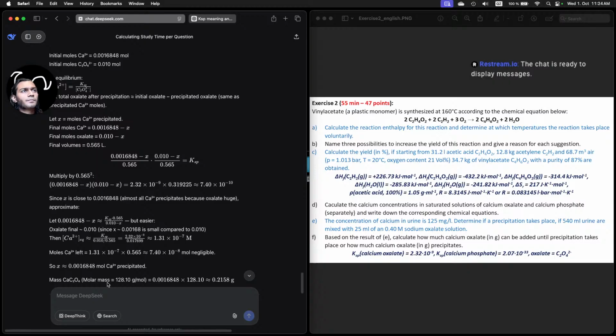The same amount of calcium oxalate, same amount of oxalate and same amount of calcium is being precipitated because they are both in a 1:1 ratio. So we take the product minus X equals Ksp.